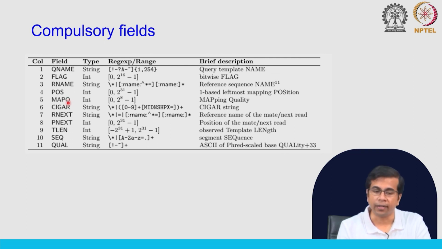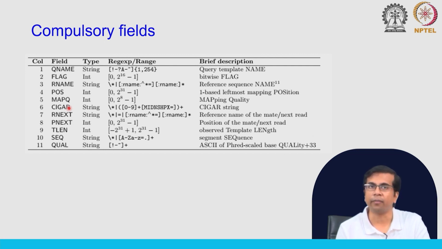The fifth field is MAPQ. This is the mapping quality. This gives you the probability of error in the alignment. And then finally, field 6 is the CIGAR string. Again, we have at least described how this CIGAR string is derived, and what these letters mean. We described some letters like M, I, D, H, S, etc.